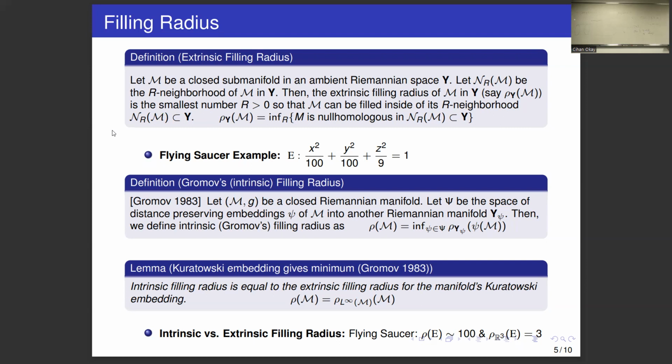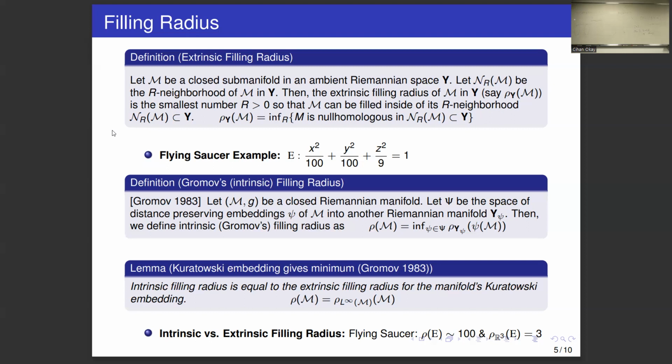So the extrinsic and intrinsic filling radius are completely two different notions. They are related like this, but they are not directly related. Now, when I talk about point clouds in Rn, which one is more relevant to my context, if I'm talking about persistent homology? Okay, this is my question.